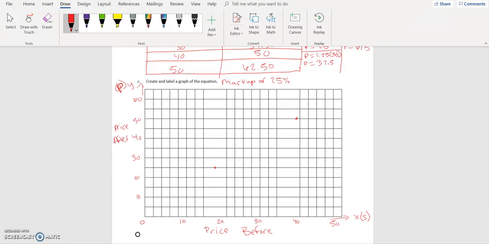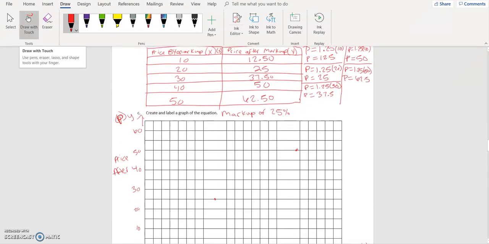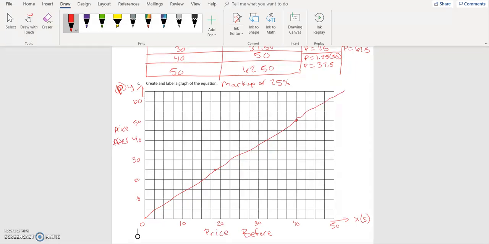Yours should not move because you're on a piece of paper, not a computer. And so once we have all of our lines done, we're going to draw a nice straight line through all of our points. Okay. Straight. Oh, there we go. Now it fixed. Not perfectly, but close.